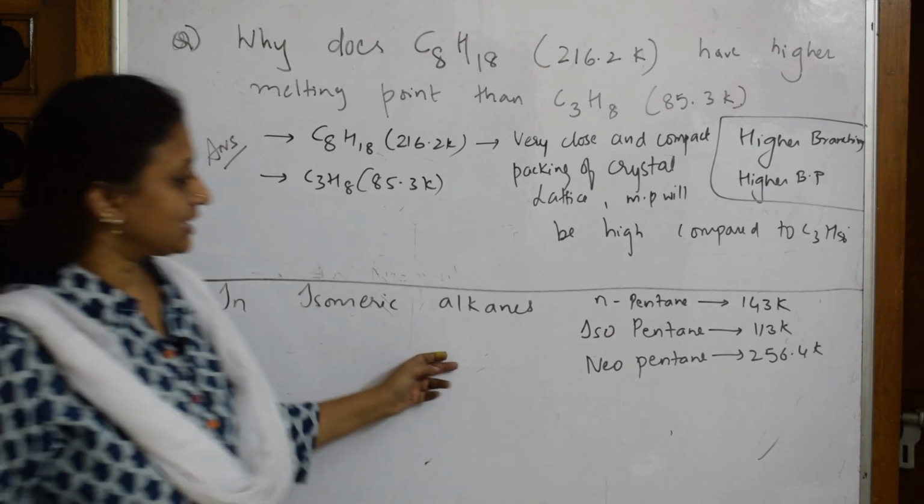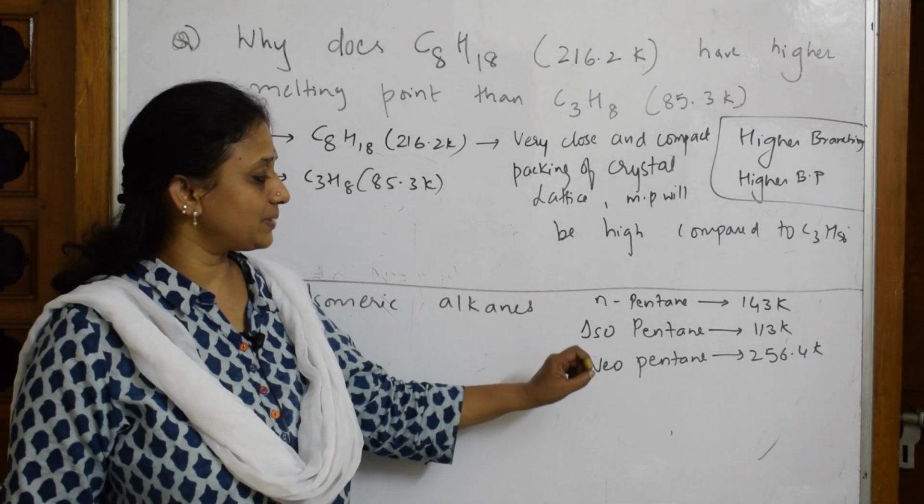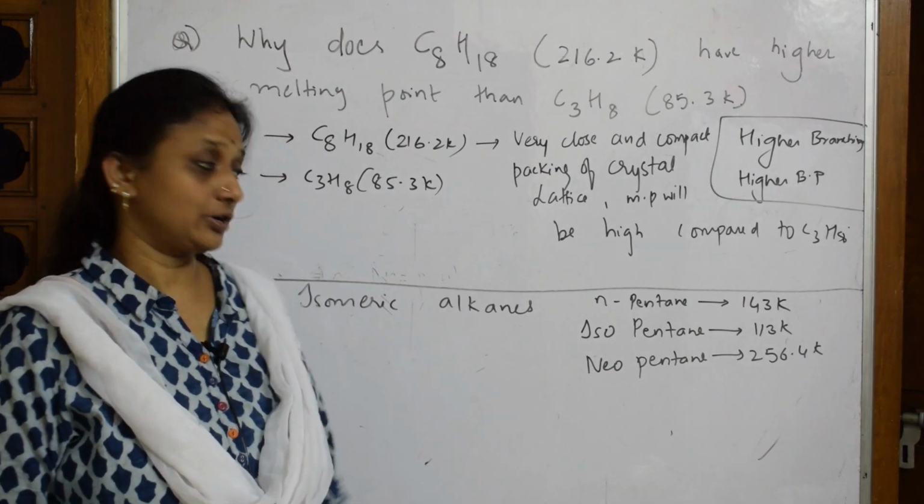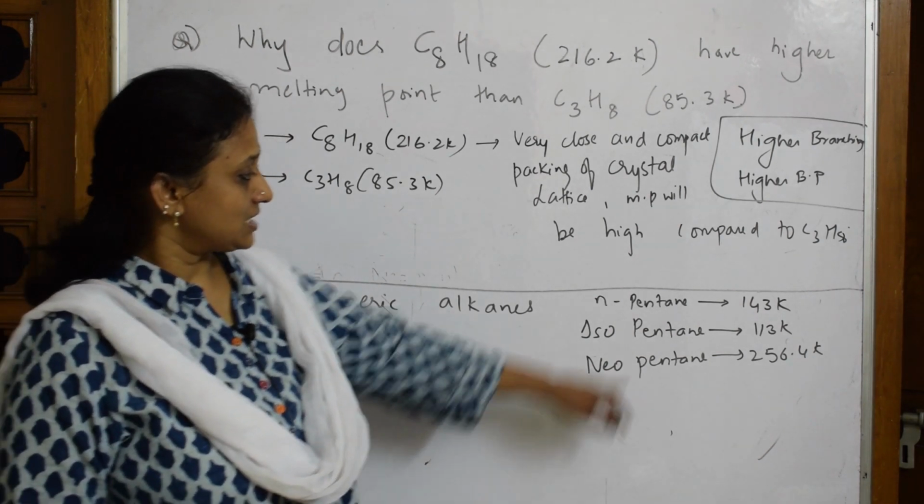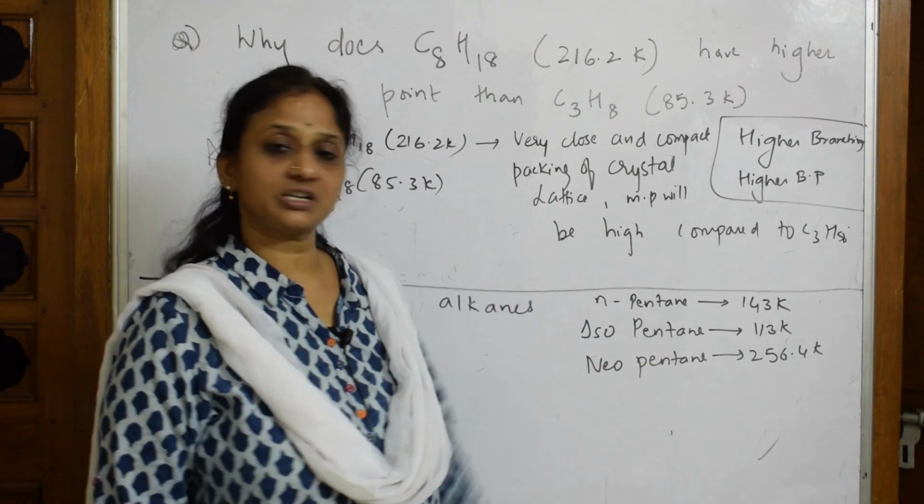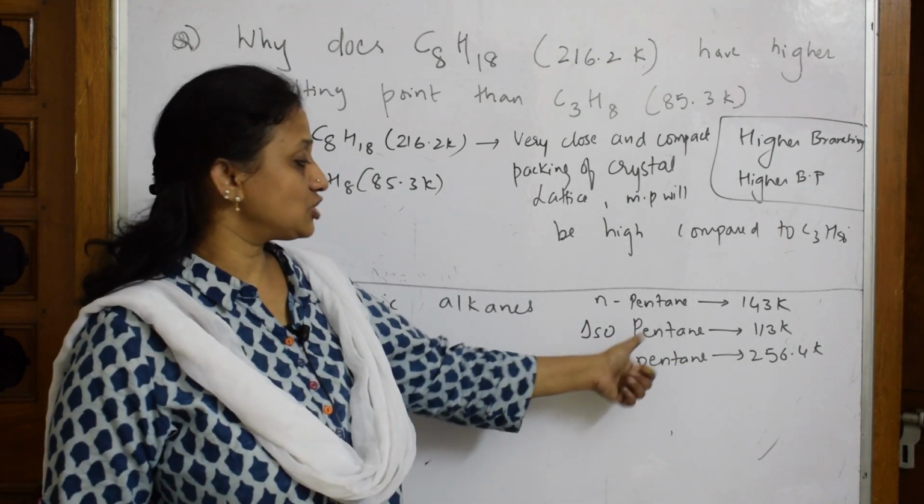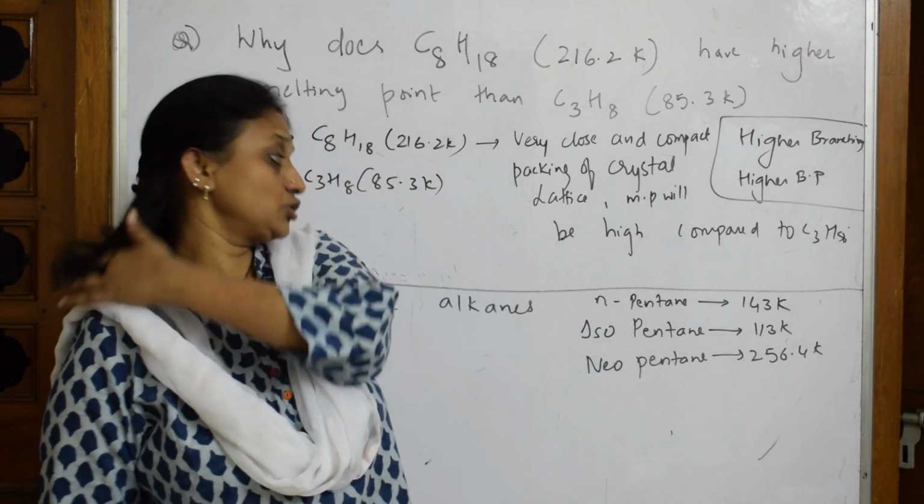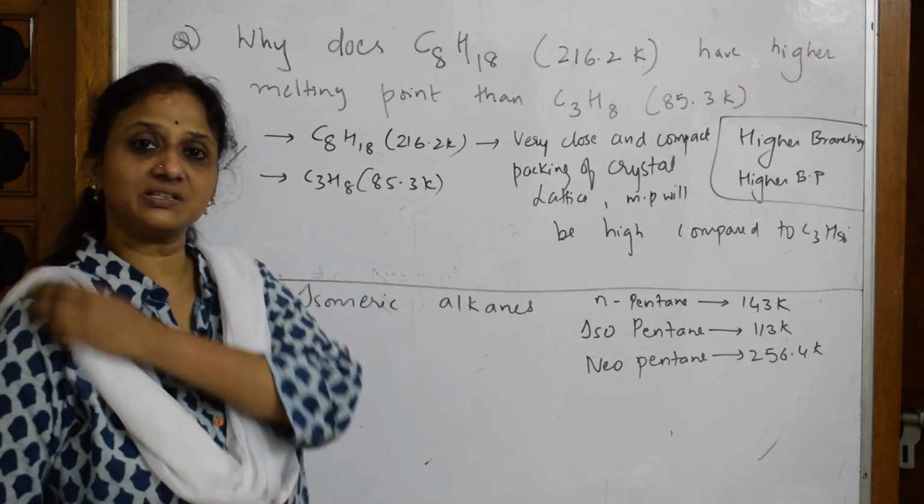In isomeric alkanes, that is n-pentane, isopentane, neopentane, we have seen the earlier question in terms of boiling point. Now when I see the melting point, see here n-pentane, it is 143 Kelvin, straight chain. Isopentane, a bit branched, that is 113 Kelvin. When it is neopentane, it is 256.4. The same reason, isn't it?